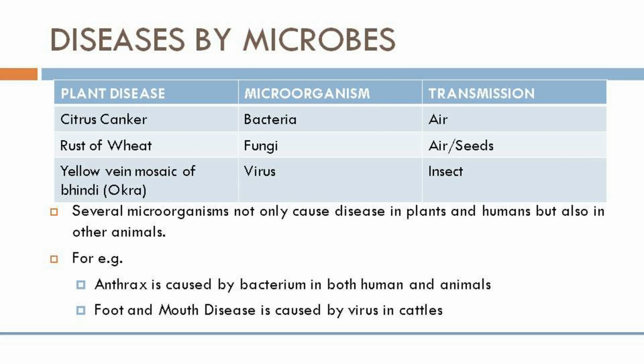Microbes also produce diseases in plants, such as citrus canker caused by bacteria and transmitted by air; rust of wheat, which is caused by fungi and transmitted by air and seeds; and also yellow vein mosaic of bhindi or okra, which is caused by virus and spread by an insect.